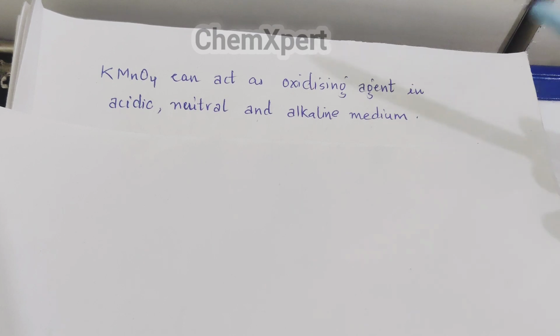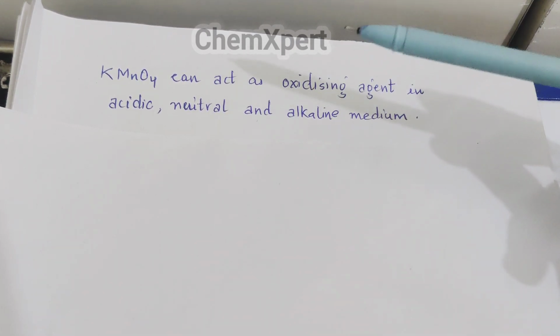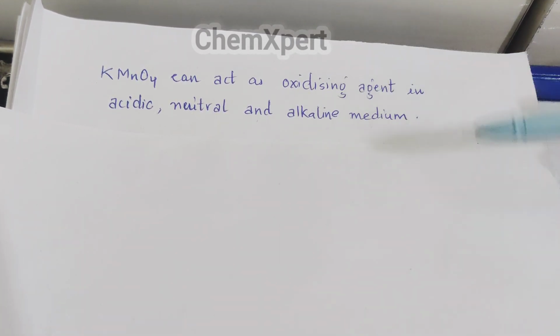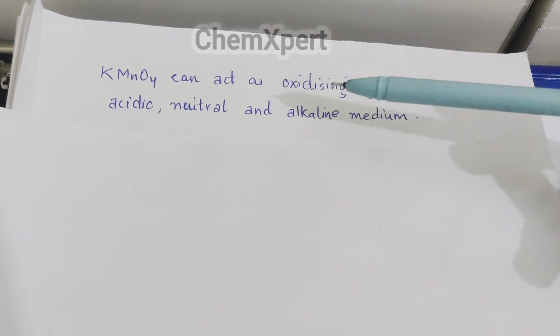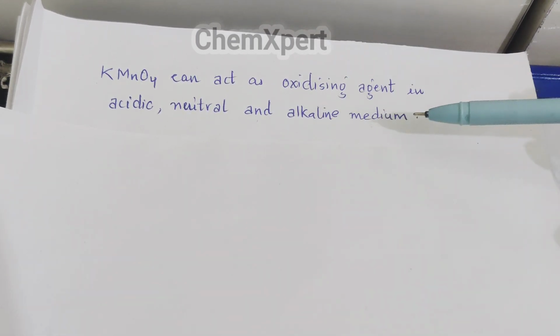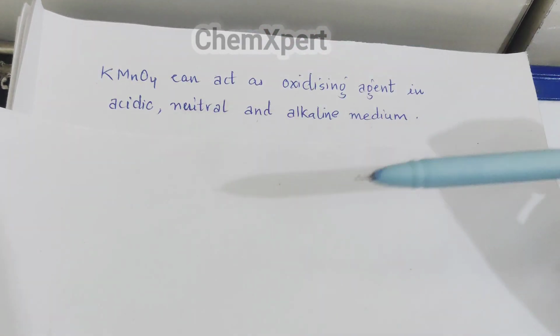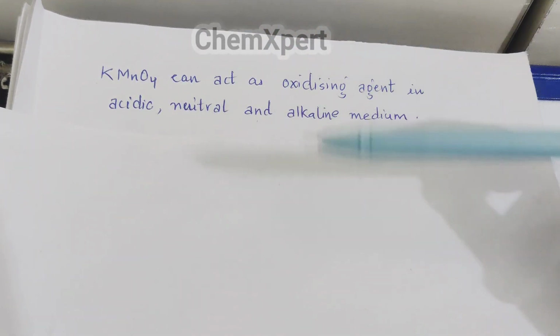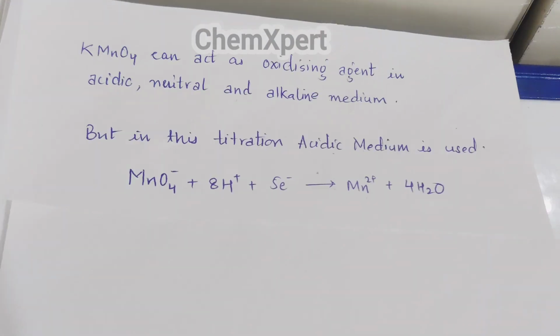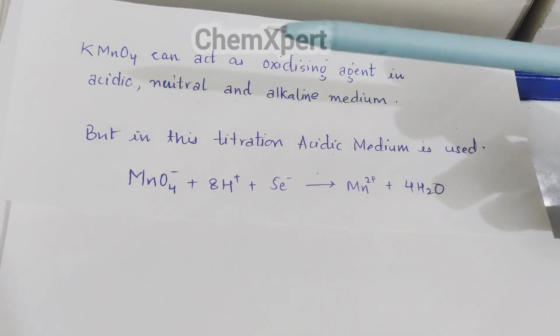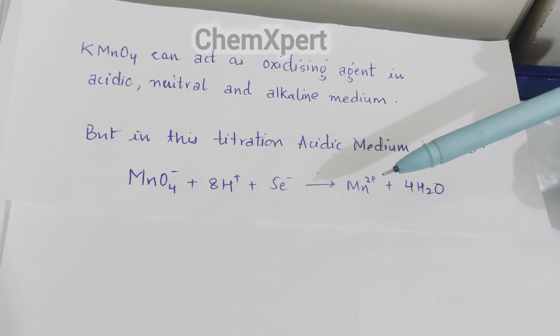Now the next important concept is that KMnO4 can act as an oxidizing agent in acidic medium, in neutral medium, and also in an alkaline medium. But in the titration, we use acidic medium. And now the question, why only acidic medium is used? This I have already discussed, that in acidic medium it changes into Mn2 plus ion.